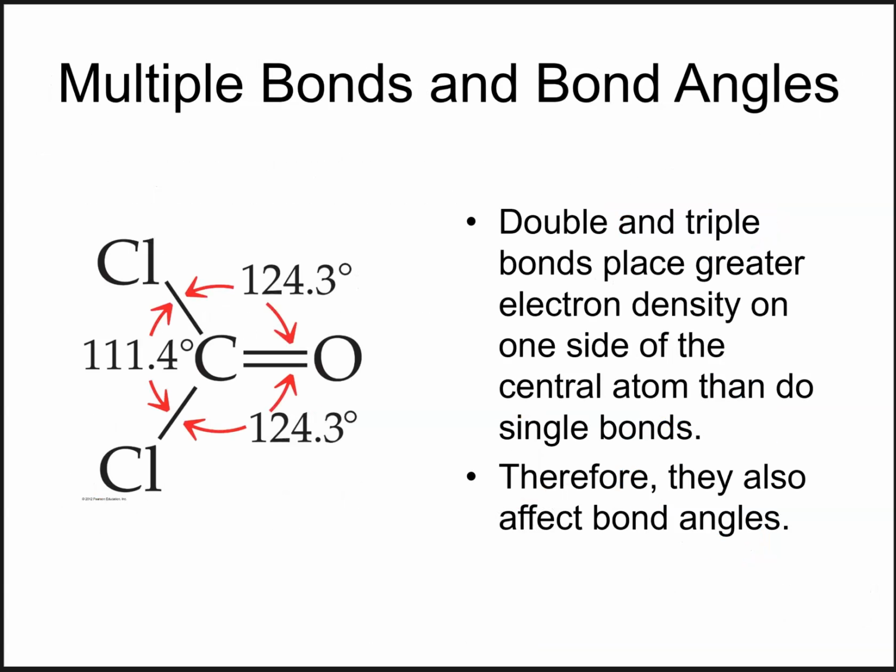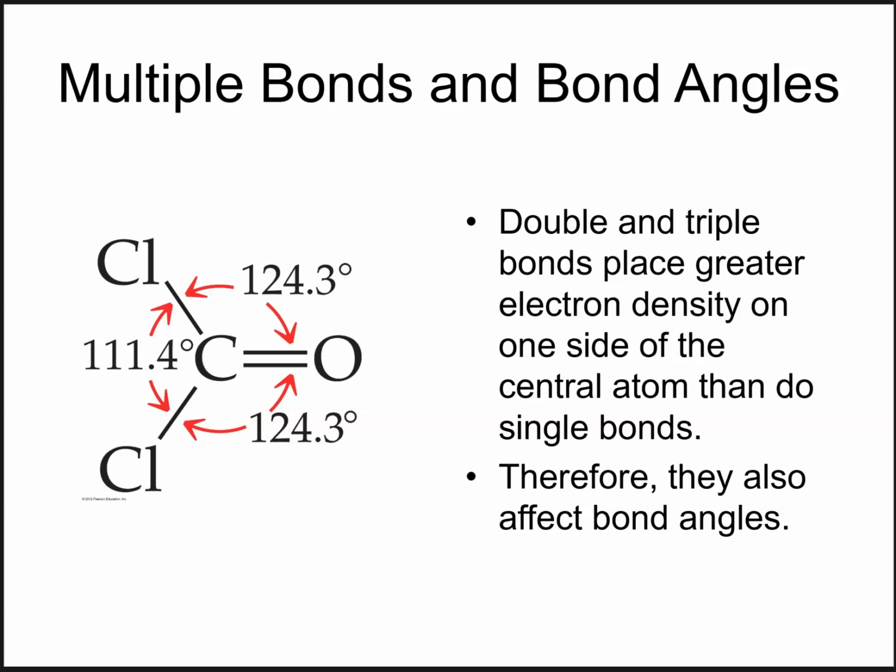Likewise, multiple bonds can have an effect on shape. A double bond or a triple bond involves a lot more electrons stuck between two atoms, resulting in a greater electron density in that double or triple bond area. Because there's more negative charge in the same amount of area, other bonds react to it by giving an increased bond angle.